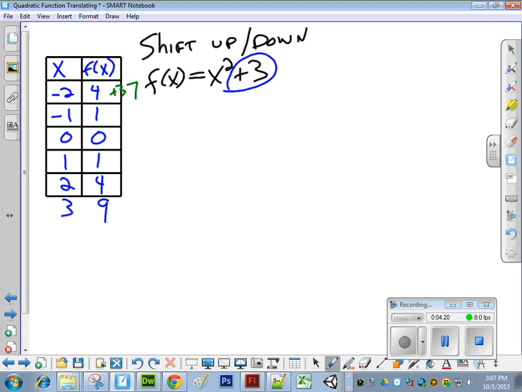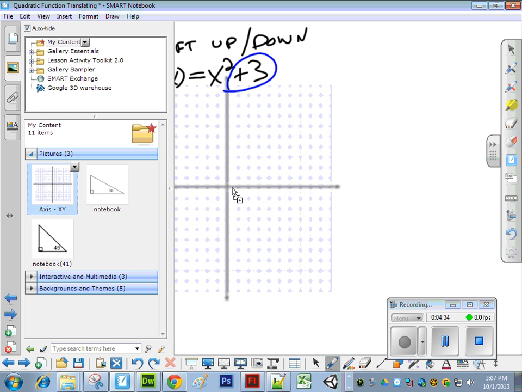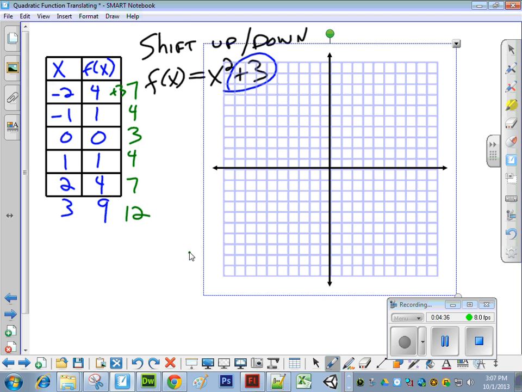I add 3 to 1, and I get 4. 0 plus 3 is 3. 1 plus 3 again is 4. 4 plus 3 is 7. 9 plus 3 is 12. Now for that graph, if I start that one, I can go ahead and plot those points.